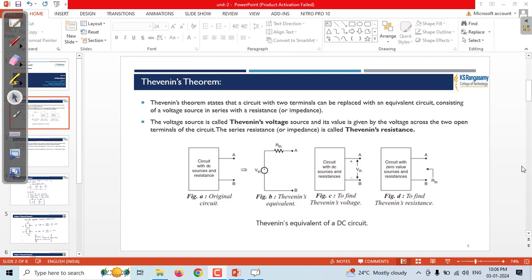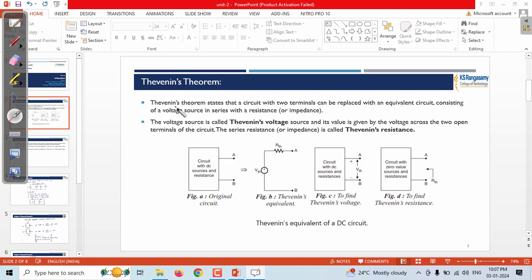Thevenin's theorem states that a circuit with two terminals can be replaced with an equivalent circuit consisting of a voltage source in series with a resistance. See, this is our actual circuit, right? Our original circuit consists of a circuit with a DC source and a resistance, with two terminals A and B. This is replaced with one voltage source in series with a resistance.